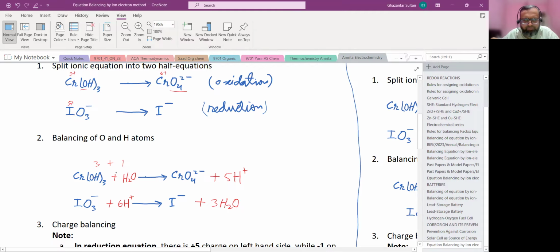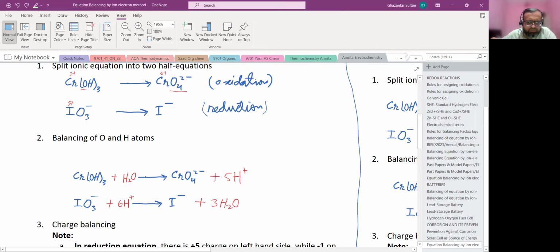But what happens? How many hydrogen atoms are there? There are 3 hydrogen atoms in chromium hydroxide and 2 hydrogen atoms in the water molecule. So there are 5 hydrogen atoms. For balancing hydrogen on the right hand side, we write 5 hydrogen ions. 5 protons have been written here. In this way, we have balanced the oxygen and hydrogen in the oxidation equation.